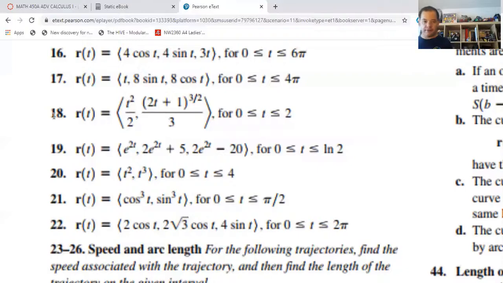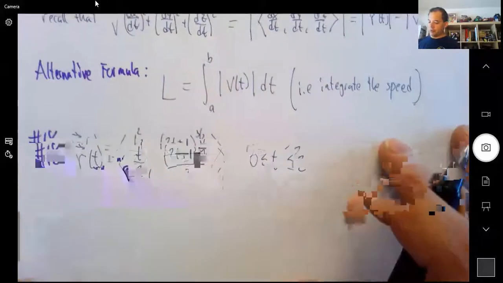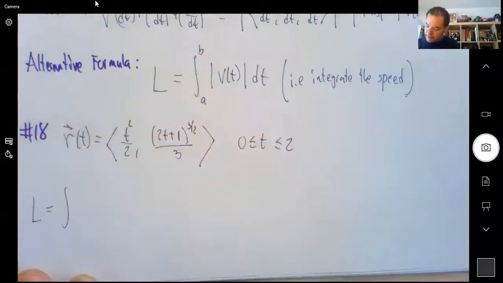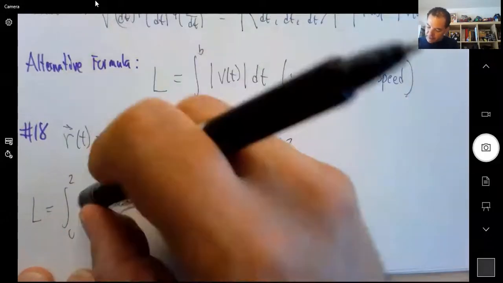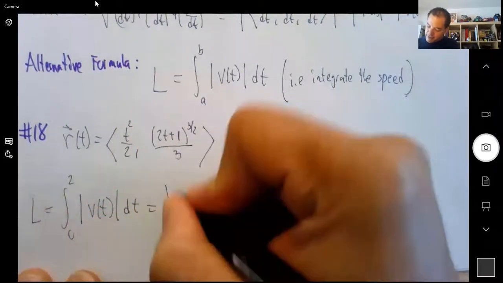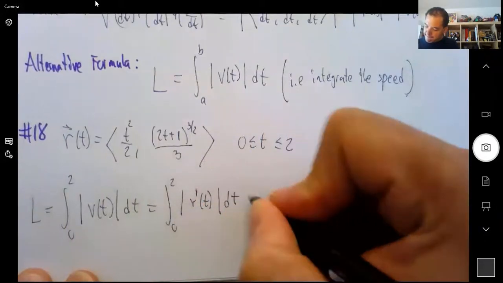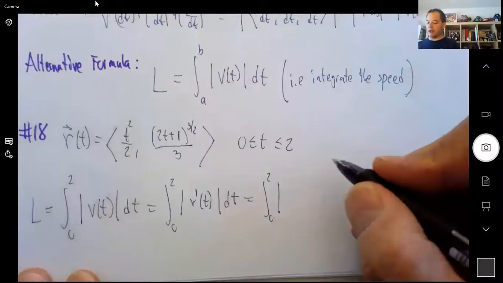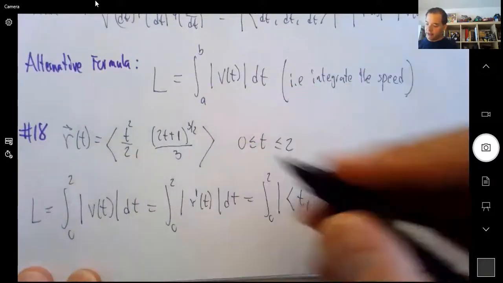All right. Let's change to the page. Good. So we can follow along from what we said. Here's the length. And the length is the integral from 0 to 2 of the magnitude of the velocity. So that's integrating the speed, which is the same as the magnitude of r prime. What is r prime? The derivative of t squared over 2, that's t. And the derivative of this quantity over here, the 3/2 comes down.